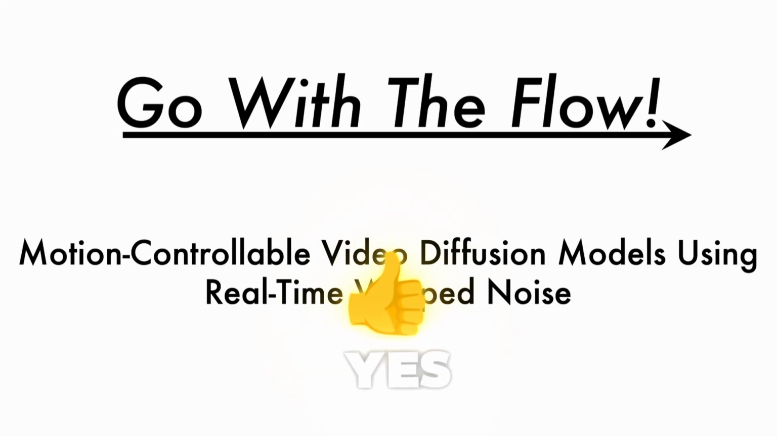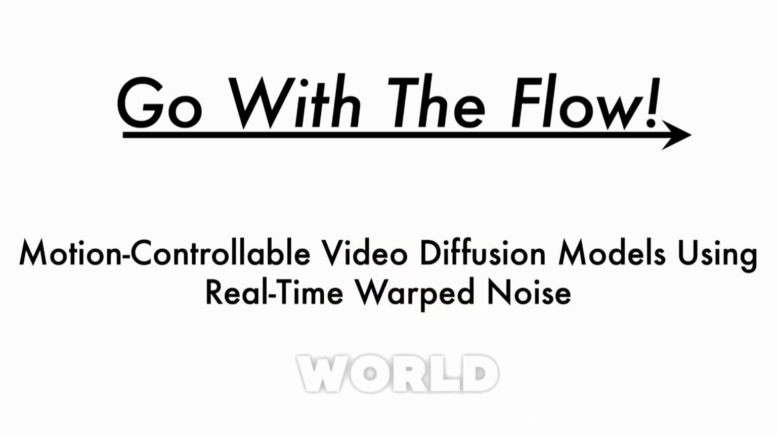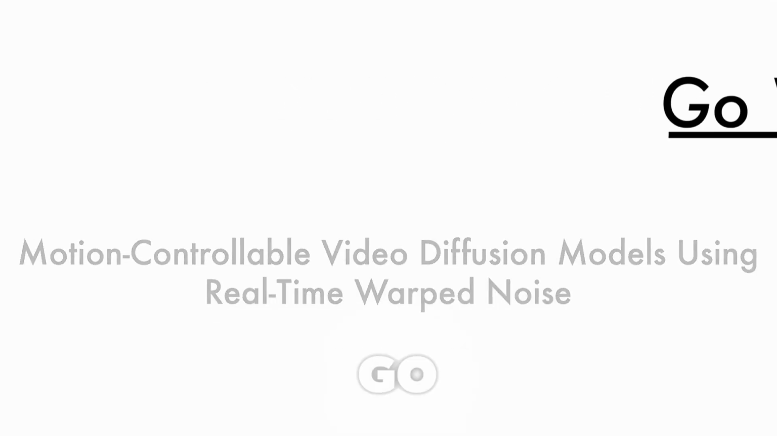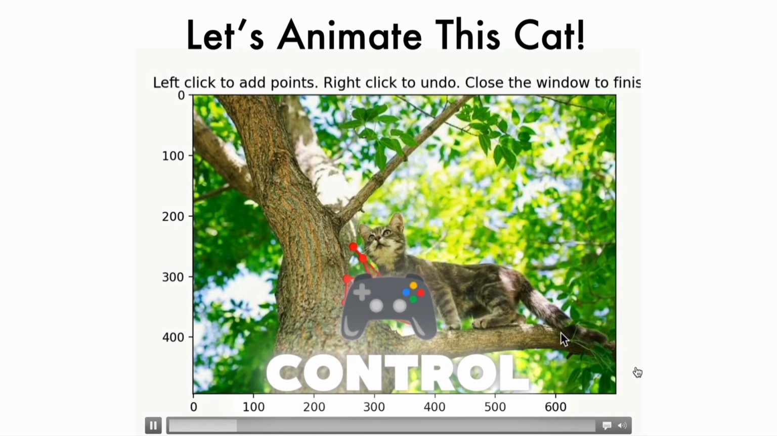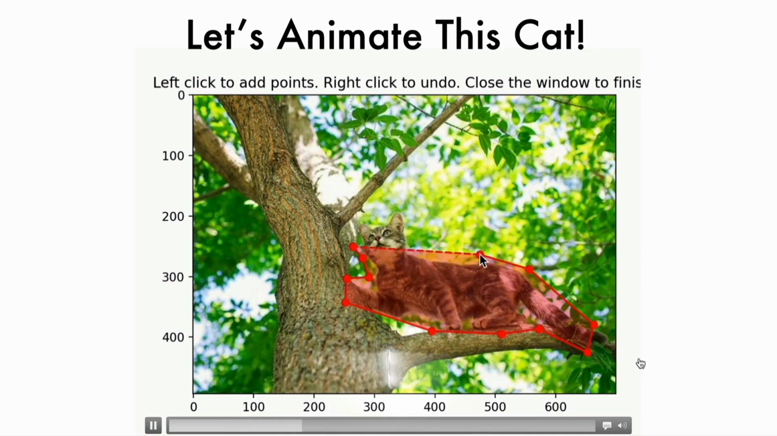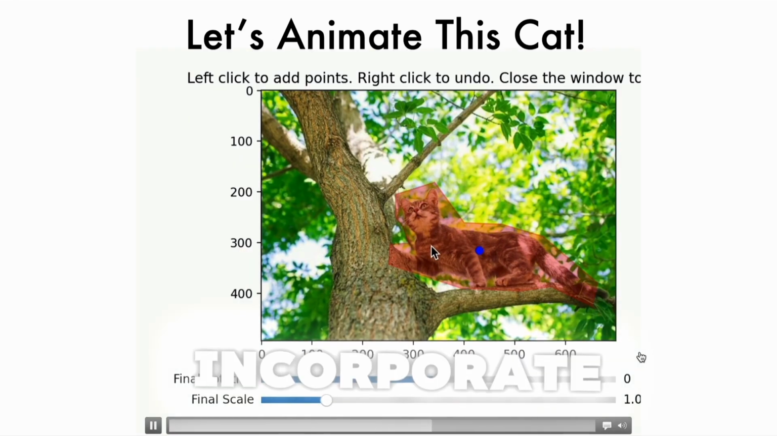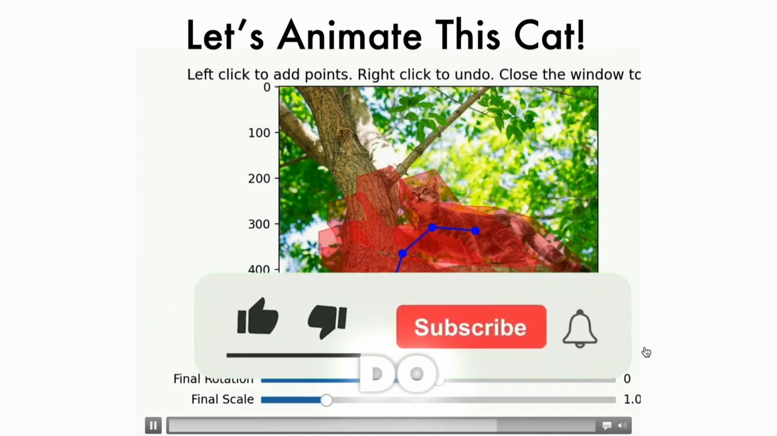Netflix, yes, that Netflix, has finally dipped their toe into the world of AI. They have released Go With The Flow, which allows you to have more fine-grained control over videos. If you want to change the character, or if you want to have some type of motion incorporated into it, this allows you to do this.